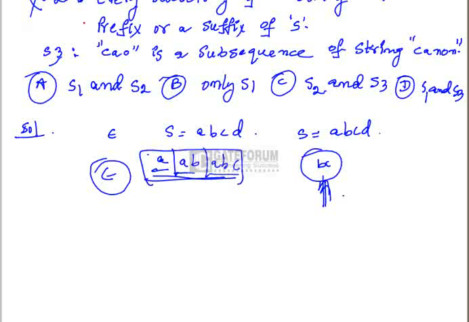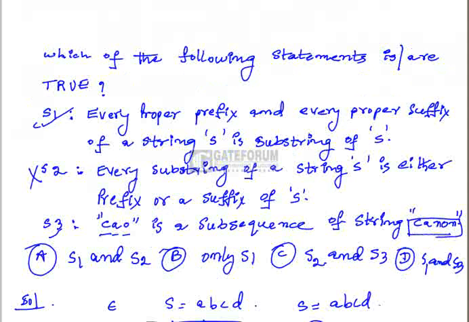Statement S3, CAO is a subsequence of the string canon. It is correct, because CAO is present in canon, so it is a subsequence. Substring is different, subsequence is different. So S1 and S3 are true, S2 is false. So option D is the correct option here.